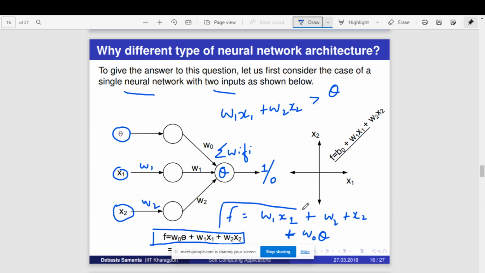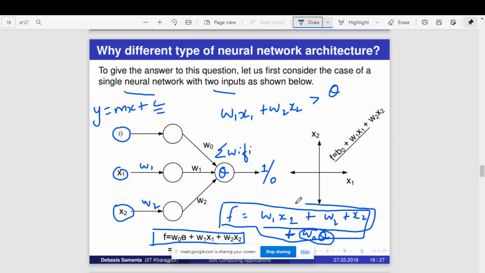Now from this, what we can infer is that this looks like a line equation. A standard line equation is of the form y is equal to mx plus c. This is also something like this, and this theta part you can consider as the constant c. Basically this is very similar to a line equation. So if you assign some values for x1 and x2 and plot them, you will get a straight line, something like this.